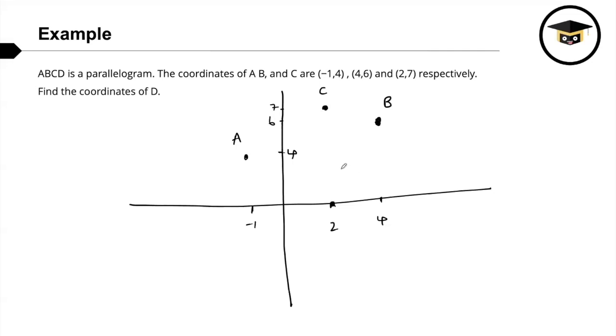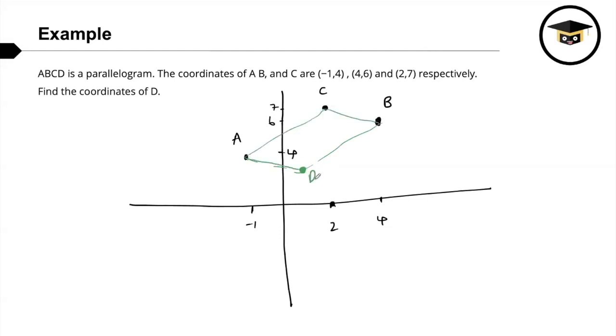Now, how do we make this a parallelogram? Well, the answer to that is that there are actually three answers. So we could have an answer of D here. So that would be this parallelogram. I'll just draw that out in green so you can see.